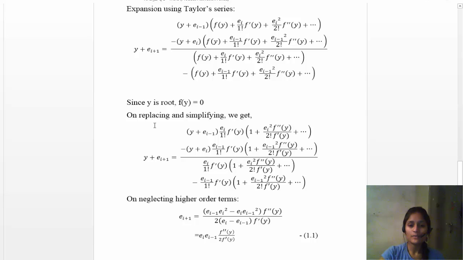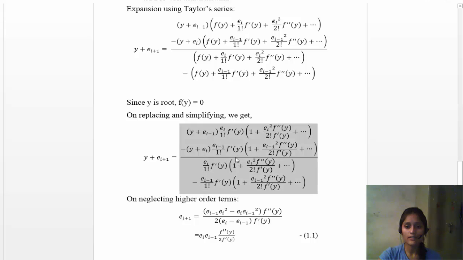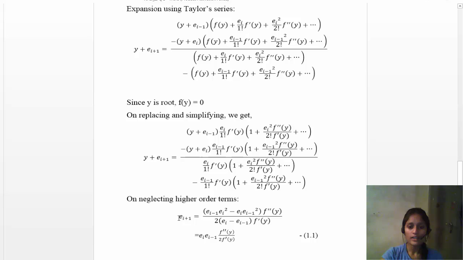On replacing and simplifying this equation, we get something like this. Here I have taken the e i into f dash of y by factorial 1 term and e i minus 1 by factorial 1 into f dash y term common from different terms, and finally I can eliminate this f dash of y term since it is common in every term. On neglecting higher order terms because they are not much significant for us, we can get some equation like this. The error term in terms of all the error terms.